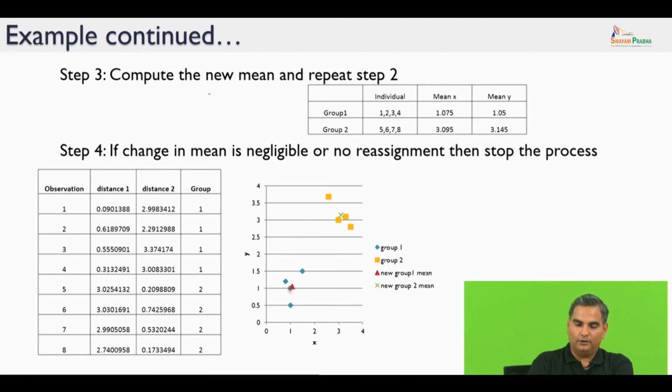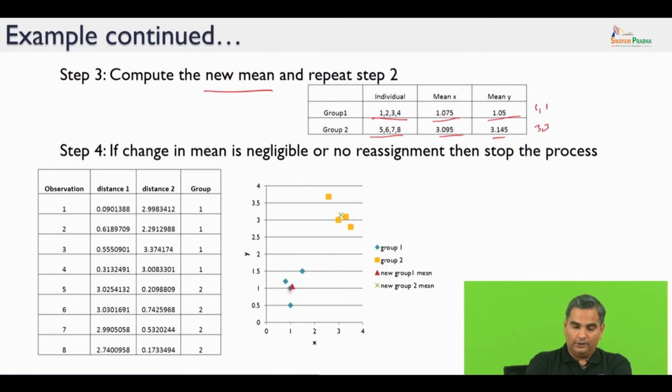So, we compute the new mean, and because group 1 has points 1 2 3 4, we take the mean of those points, and the x is 1.075 and y is 1.05. Similarly, for group 2 we take the mean of the data points 5 6 7 8, and you will see the mean here. So, notice how from 1 1 and 3 3 the mean has been updated. In this case, because we chose a very simple example, the update is only slight. So, these points move a little bit.